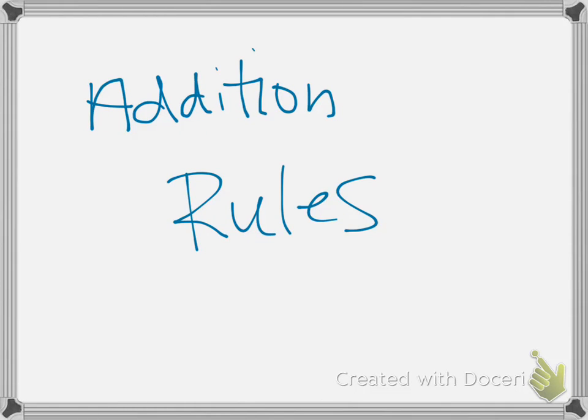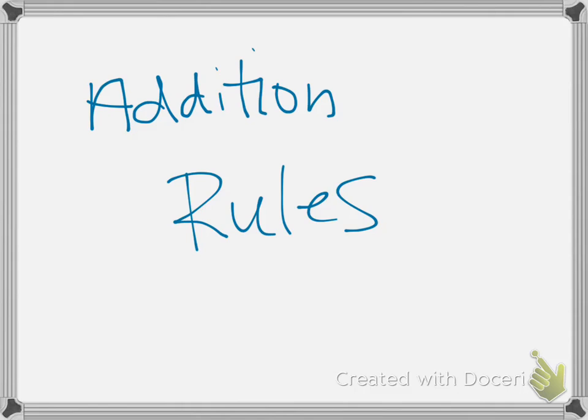So in the last video, we talked about the independence of two events and the resulting multiplication rule that allows us to calculate the probability that both events occur for two independent events. In this video, we're going to talk about some addition rules. And those rules allow us to calculate the probabilities that one event or the other occurs.